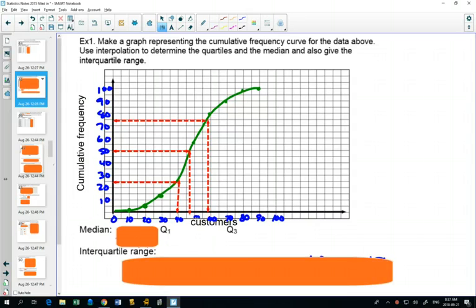So I'll give you some time to plot the points, put your scales on there, okay, and I really want you to focus on getting these points in their proper spots.